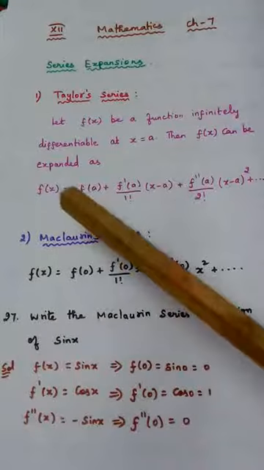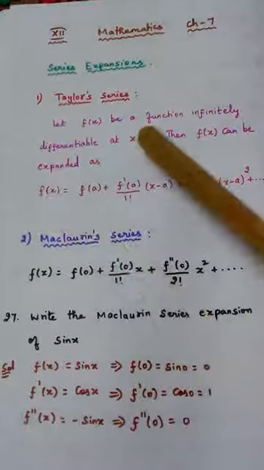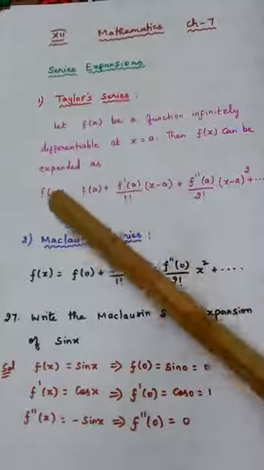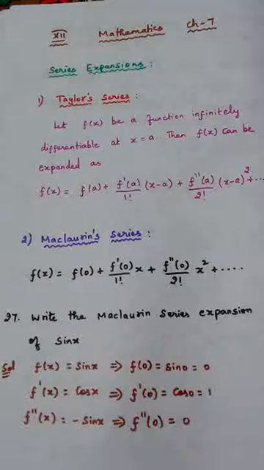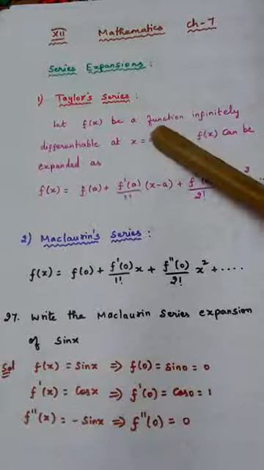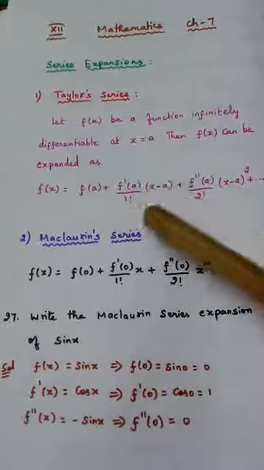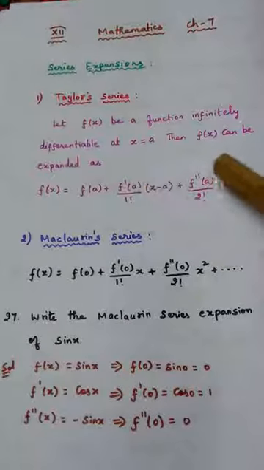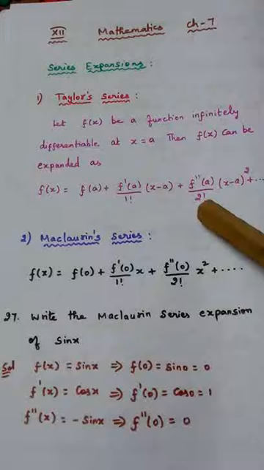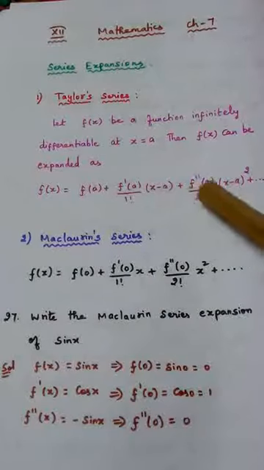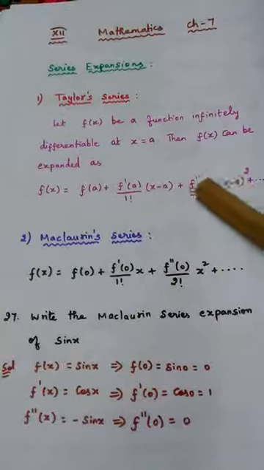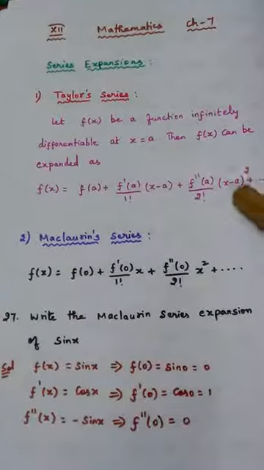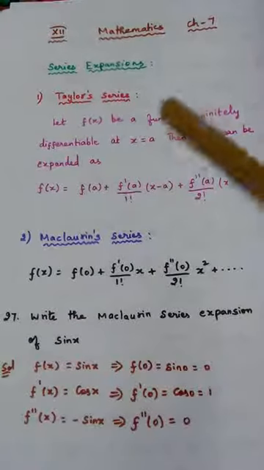See the expansion. First one is f of a. What is the meaning? In place of x you put a, that is called f of a. What is f dash of a? First differentiate this, so you will get f dash of x. In that you put x is equal to a, that is called f dash of a. You know the meaning of 1 factorial. This is a factor, x minus a. Third term is f double dash of a by 2 factorial, which means we have to differentiate 2 times and then replace x with a, by 2 factorial into x minus a whole square, plus it goes on like this. So this is called Taylor series.